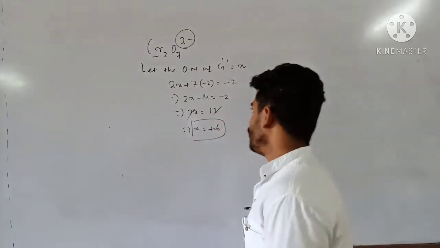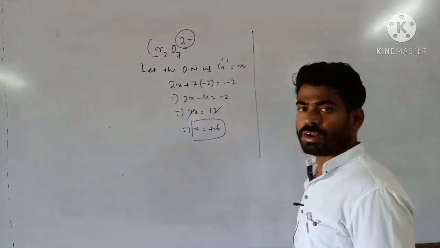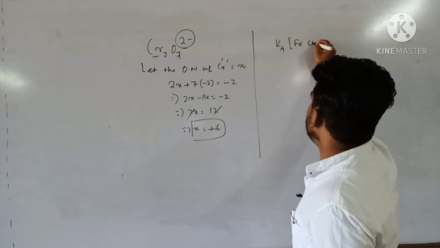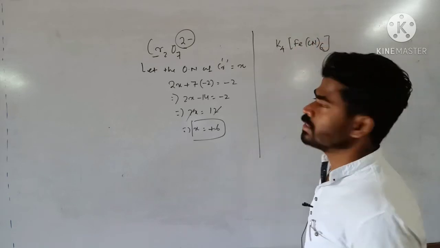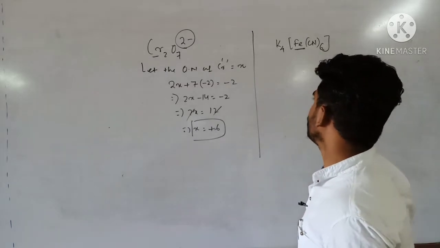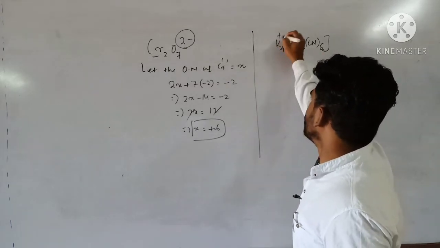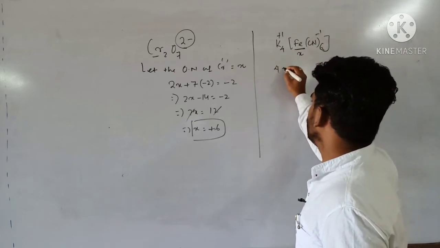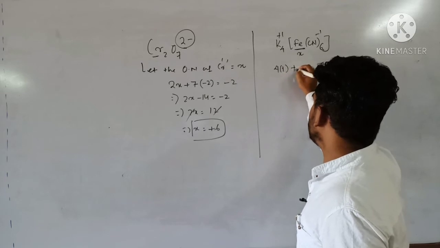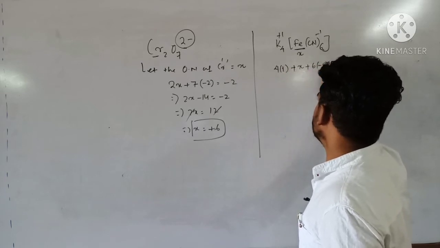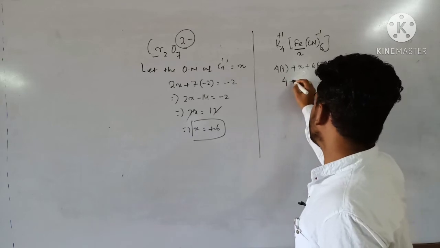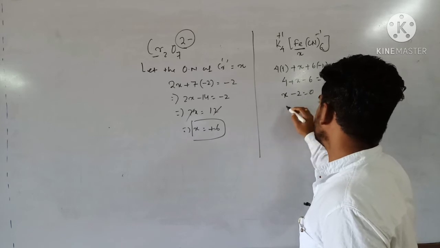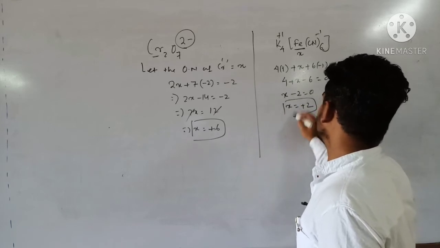Clear? So if I need to calculate the oxidation number of K4[Fe(CN)6], what is the oxidation number of iron over here? Let it be x. Potassium is +1, cyanide is -1 charge. So 4 into +1 plus x plus 6 into -1 equals 0, neutral molecule. So 4 plus x minus 6 is equal to 0. So x minus 2 equals 0. So x is equal to +2. So what is the oxidation state of iron?